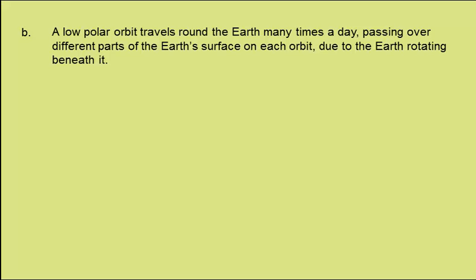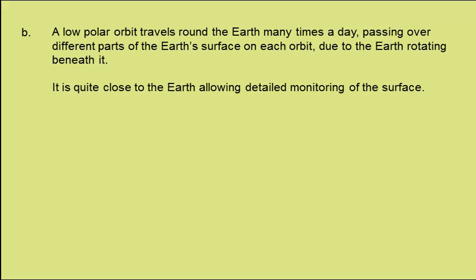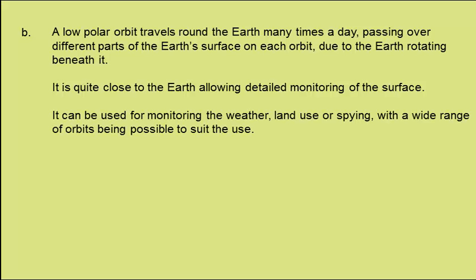In B, we're to compare the principal features of a geosynchronous and a polar orbit, explaining the consequences for possible uses of satellites in these orbits. Well, a low polar orbit travels around the Earth many times a day, passing over different parts of the Earth's surface on each orbit due to the Earth rotating beneath it. It's quite close to the Earth, allowing detailed monitoring of the surface. It can be used for monitoring the weather, for land use, or for spying, with a wide range of orbits being possible to suit the use.